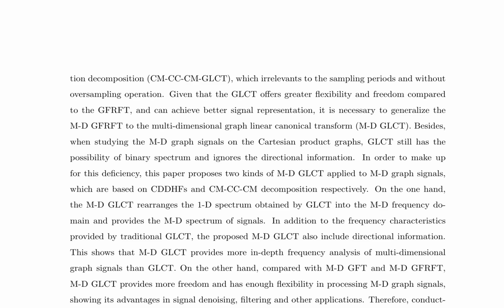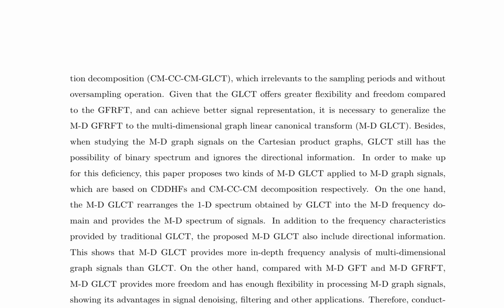To overcome these shortcomings, this paper proposes two kinds of multidimensional graph linear canonical transform, M-D GLCT, applied to multidimensional graph signals, based on CDDHFs and CM-CC-CM decomposition respectively. The M-D GLCT rearranges the unidimensional spectrum obtained by GLCT into the multidimensional frequency domain, providing the multidimensional spectrum of signals. In addition to the frequency characteristics provided by traditional GLCT, the proposed M-D GLCT also includes directional information, showing its advantages in signal denoising, filtering, and other applications.